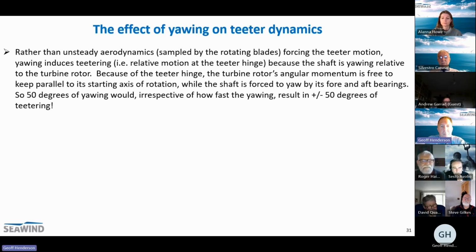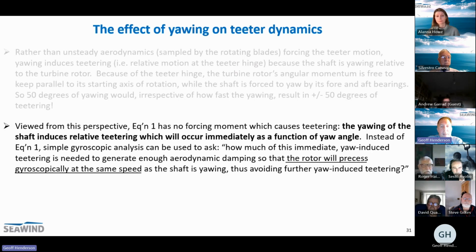So if it were a perfect gimbal arrangement, 50 degrees of yawing would result in plus or minus 50 degrees of teetering. Viewed from that perspective, equation 1 has no forcing moment which causes teetering. It's the yawing of the shaft that induces relative teetering. So instead of equation 1, we need to ask how much of that immediate yaw-induced teetering is needed to generate enough aerodynamic damping so the rotor will precess gyroscopically at the same speed as the shaft is yawing.